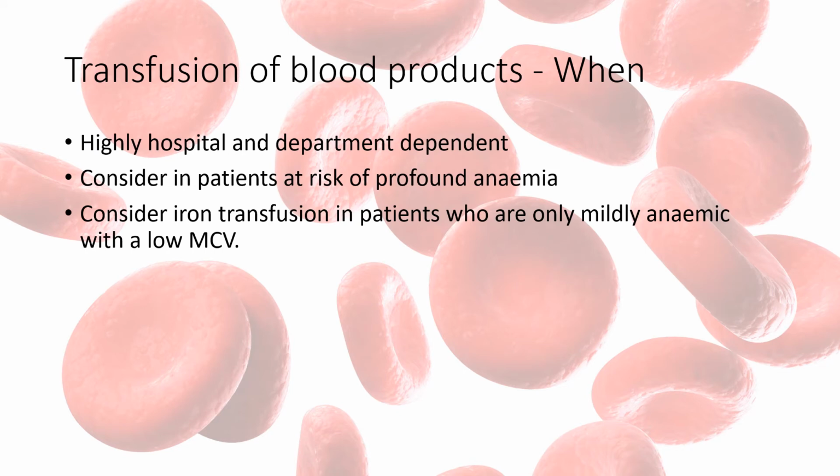Now we will move on to a short talk about transfusion medicine. It is important to remember the criteria and indications for transfusion vary greatly depending on the hospital and/or the department that you are in. However, it is a good starting point to consider a transfusion for any patient who you think may be profoundly anemic. Furthermore, it is important to remember iron transfusions may be all that is required in patients with normal functioning bone marrow who only have a mild microcytic anemia.